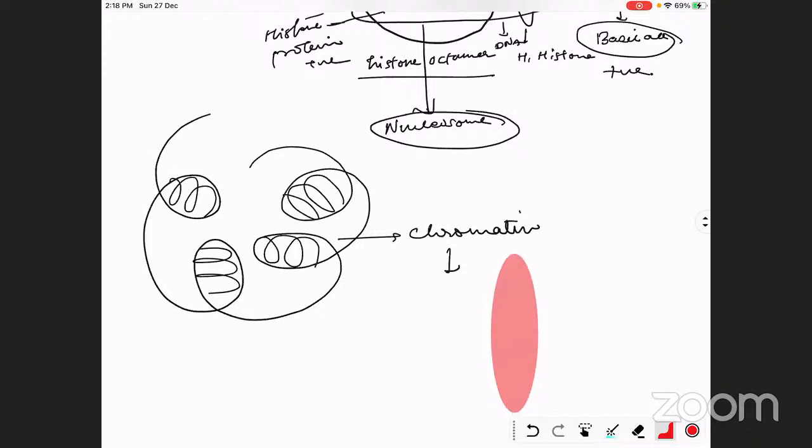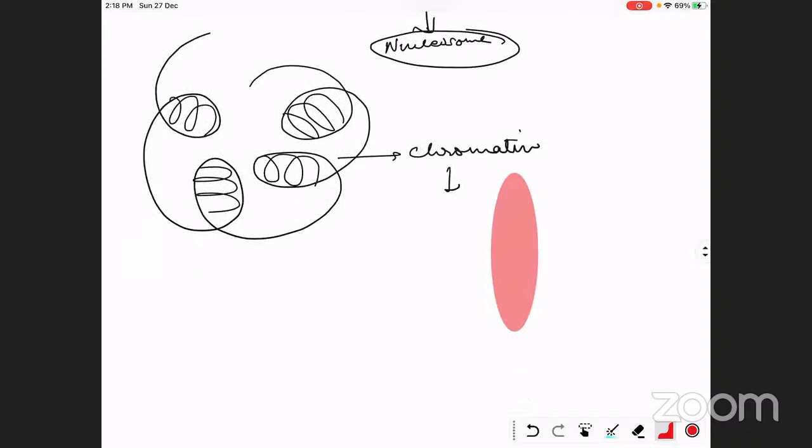Okay, so like this we will get a chromosome, but after we get a chromosome, there is the primary constriction. What is the first thing here? We will get a primary constriction. Now, primary constriction results into the formation of a structure known as the centromere.